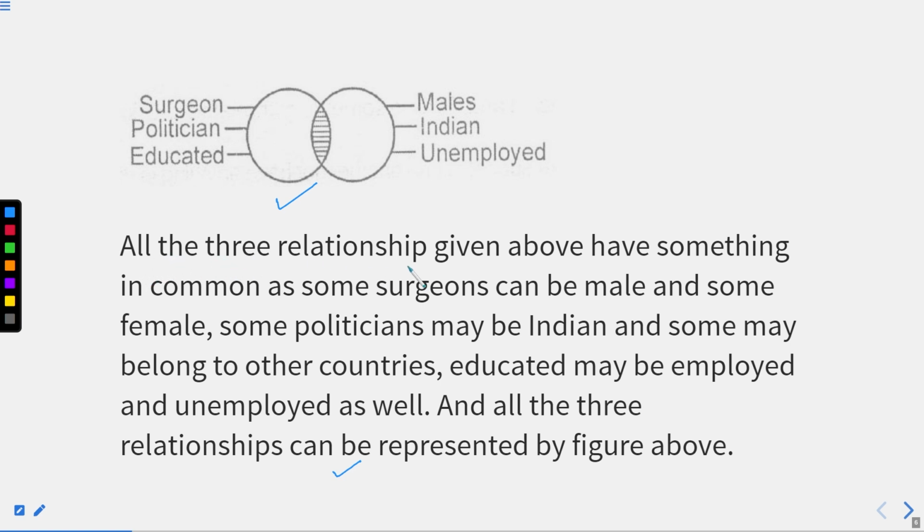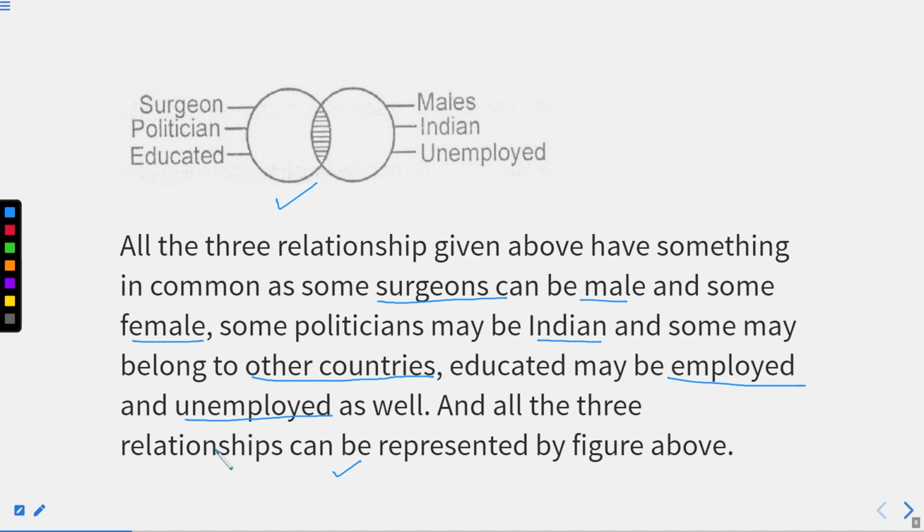All the three relationships given above have something in common, as some surgeons can be male and some can be female, right? I have already told you. Some politicians may be Indian and some may belong to other countries. I have given you the example of USA's president, right? The third is educated may be employed and may be unemployed as well, because there are many educated people or graduates who are not working somewhere. Maybe they are preparing for some exams. So they will be considered as unemployed as of now, right?